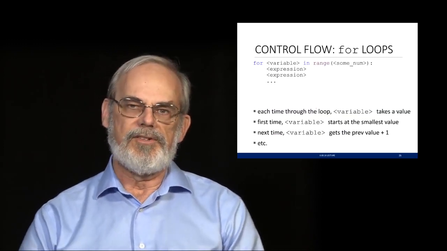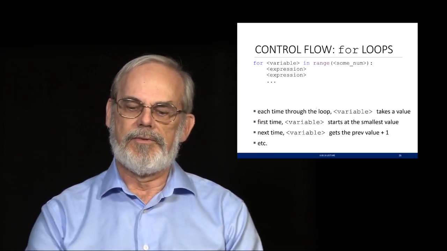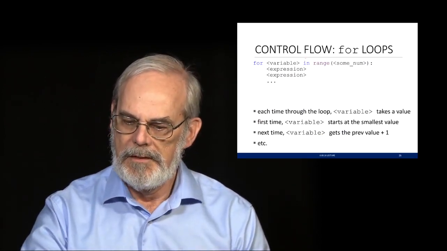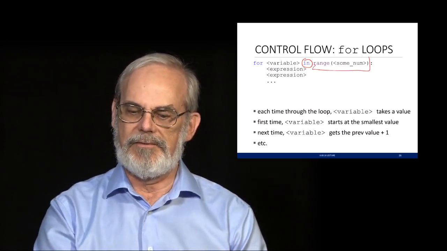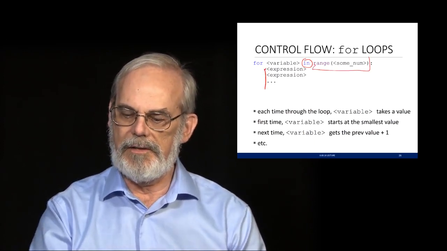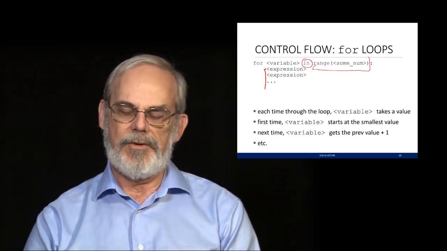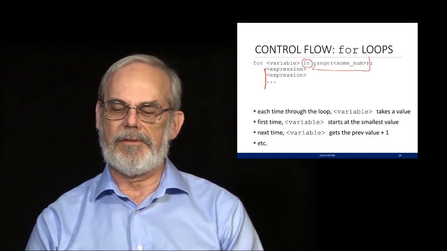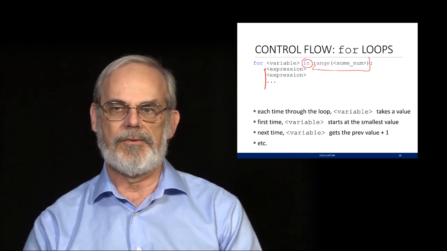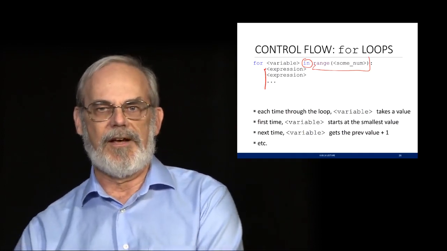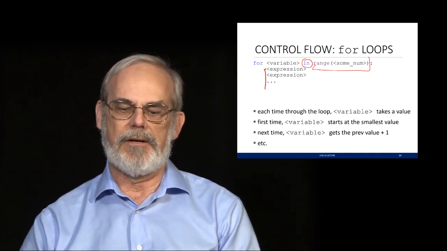Just to recap then, here is the overall general format for a for loop: the variable, the keyword in, using range to give me a set of numbers, and a body of code that I'm going to execute. And just to remind you again, each time through the loop, the variable is going to take a value. The first time it starts at the smallest value in range. The next time it gets the next value, in this case for range added by 1, and so on.